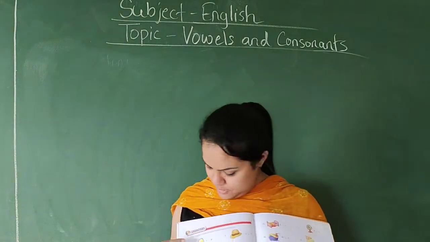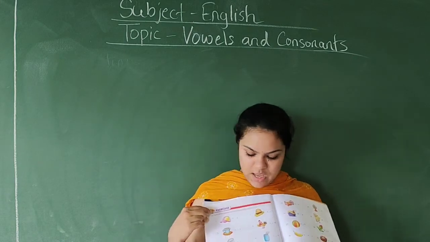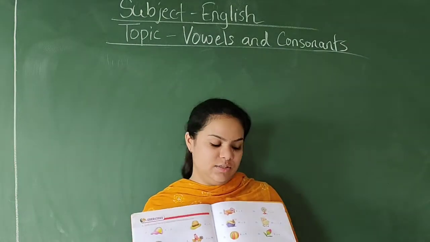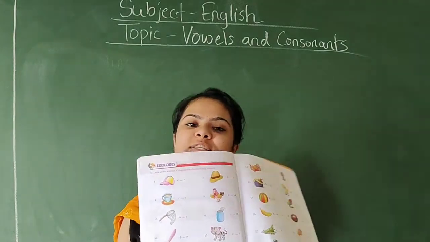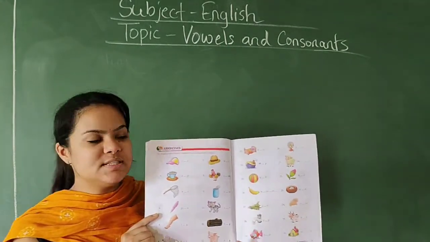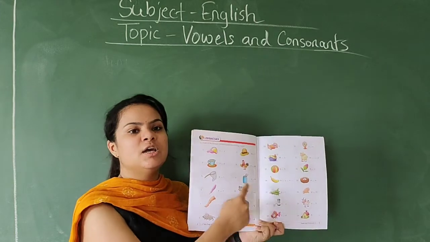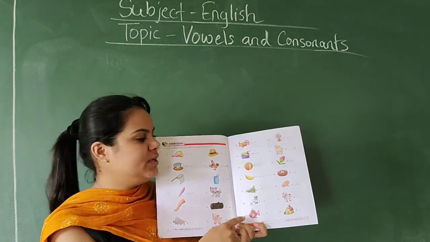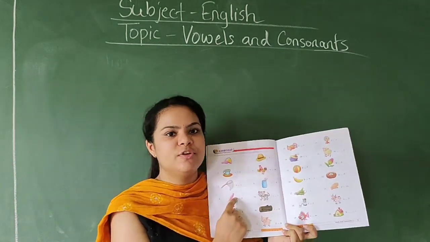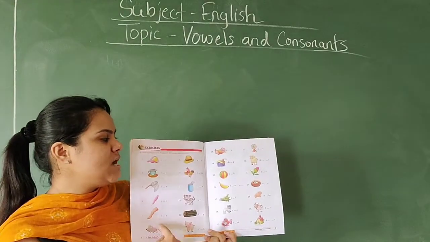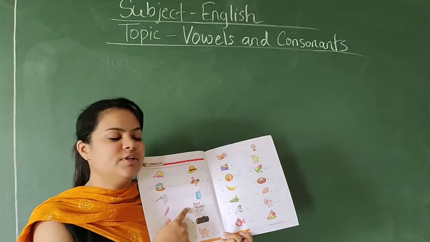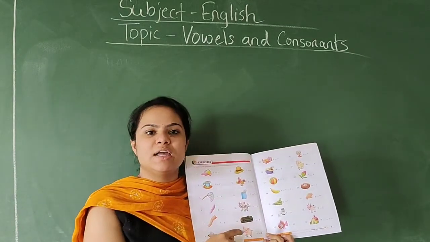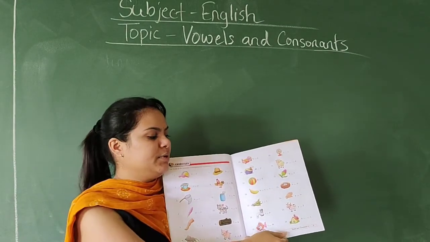So here we started our exercise, page number 8 and 9, and we have completed them. I hope you all students have completed both these pages. We wrote different vowels to complete the spellings of the given pictures. The pictures given here, we completed their spellings by putting in the correct vowels.